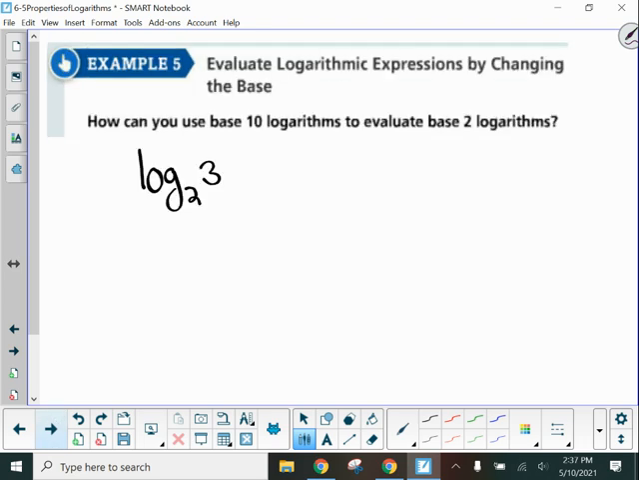So example 5 now, we are going to do an introduction to the change of base formula. And this is kind of an exploration that tells us where the change of base formula comes from. So if you recall, just one of our rules of algebra is we are always allowed to multiply by a factor of 1.